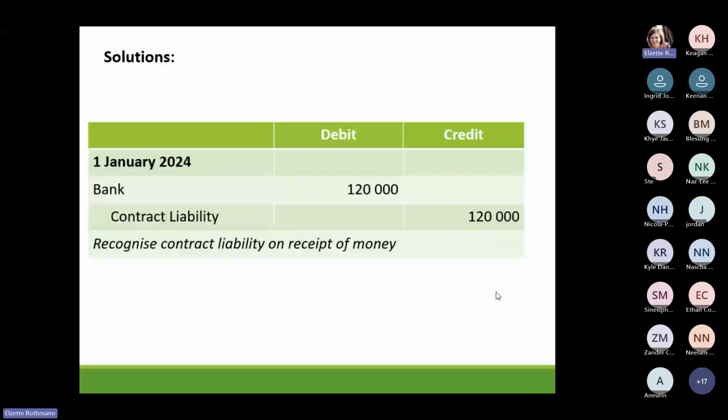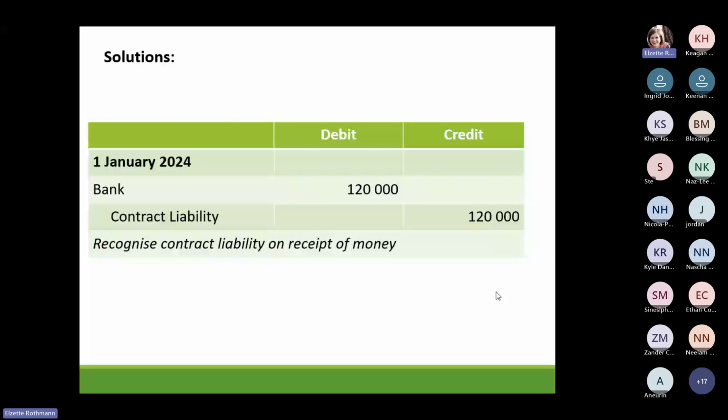Okay, so that's what happened on the 1st of January when we entered into this contract. Now, what's going to happen at the end of the 2024 year? Because remember, they ask us to do journals for 31 December 2024 and 31 December 2025.